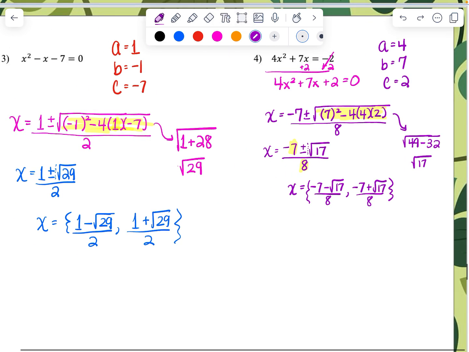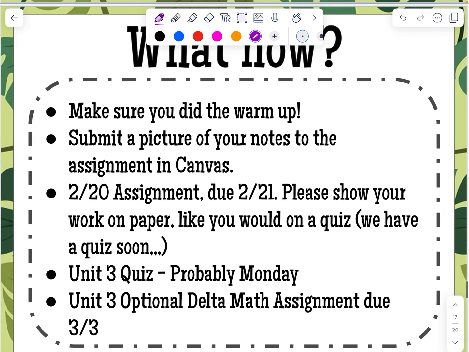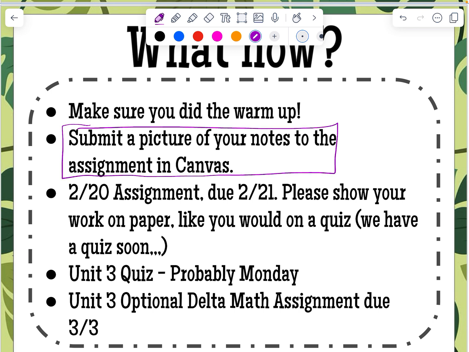Alrighty. So I have for you now, please make sure that you did the warm-up. You need to submit a picture of your notes to the assignment in Canvas. You have your homework assignment. I don't have any additional assignments for you today, just homework. Please show your work on paper like you would on a quiz.